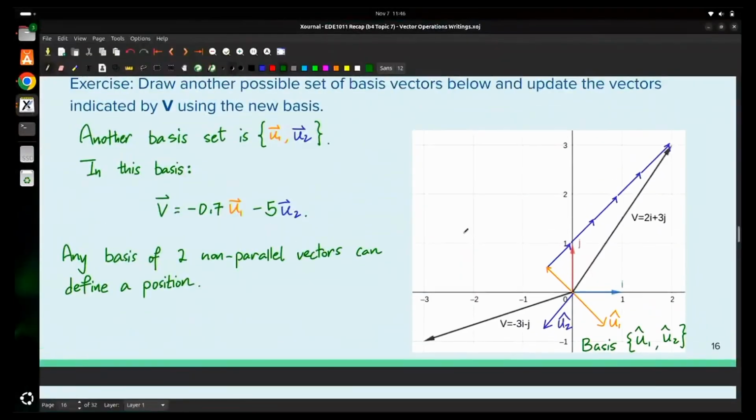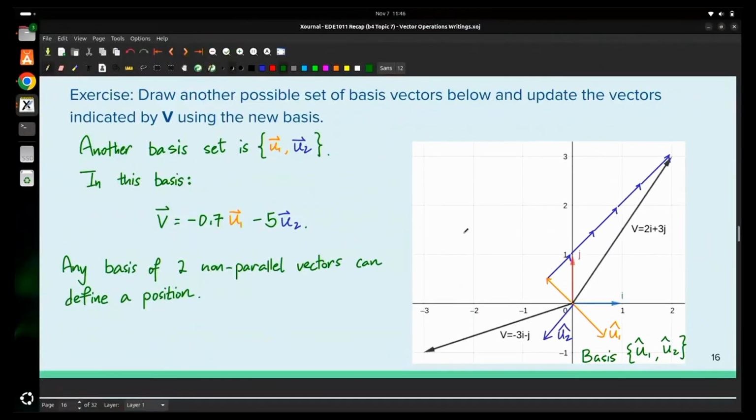First of all, I just want to mention that yesterday I didn't draw the basis vectors U1 and U2 very accurately. If you watched the recording or came for the lesson yesterday, I mentioned something like minus 1.5 U1 plus minus 4 U2. You can see I drew this more accurately now. If I define using the basis U1 and U2, this is about 0.7 U1, so I put minus 0.7 here.